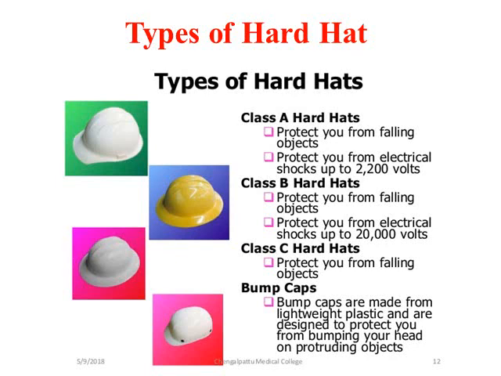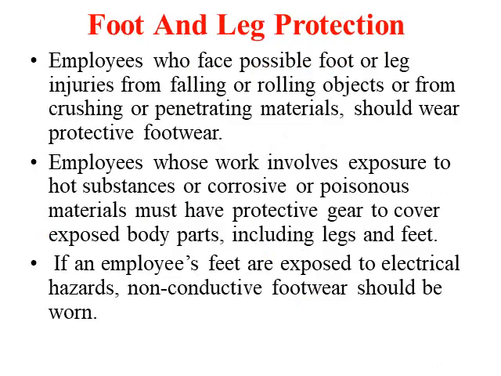So wherever electrical hazards are there, and also if there are any falling objects, or where there are chances that we may bump our head against something, it's always better to use class A and class B. Next to last, we have the bump caps. If you want to protect our head just against bumps, or hitting our head against overhead hanging pipes or any objects, then bump caps are best. They are made from lightweight plastic, and they're just designed to protect our head from bumping or from protruding objects. So these are the different types of hard hats which protect our head.